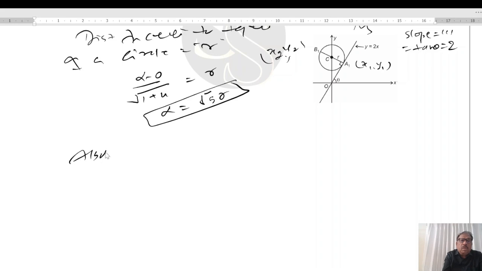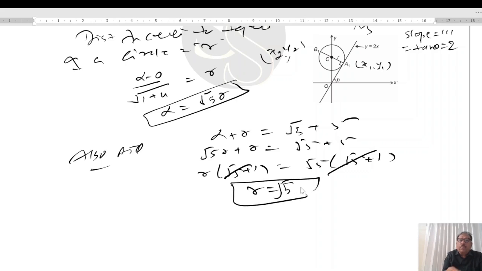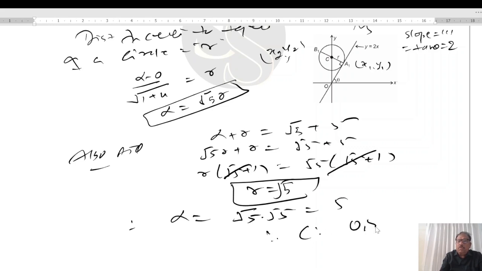One more relation is also given to you. According to the question, alpha plus r equals root 5 plus 5. Alpha is root 5 r, so root 5 r plus r equals root 5 plus 5. Taking r common, r times (root 5 plus 1) equals root 5 times (root 5 plus 1). So r comes out to be root 5. Therefore, alpha equals root 5 into root 5, that is 5. Therefore, the center will be (0, 5).